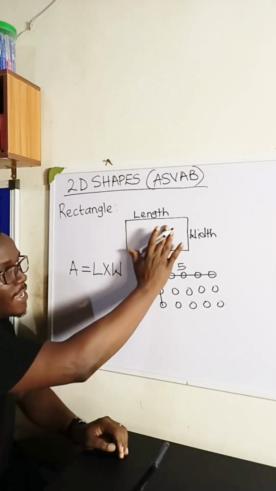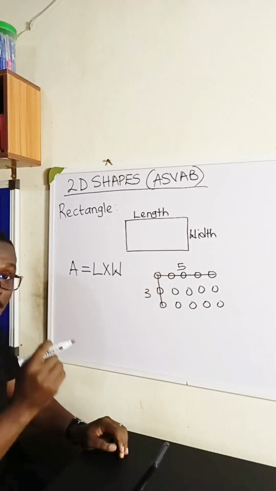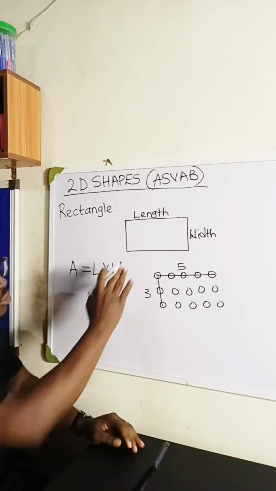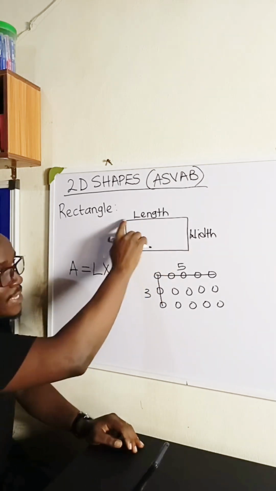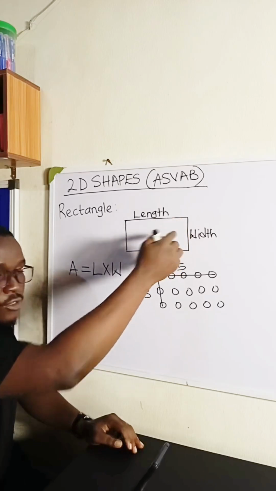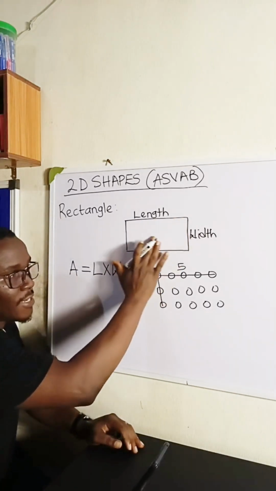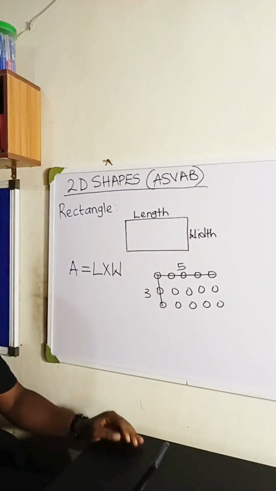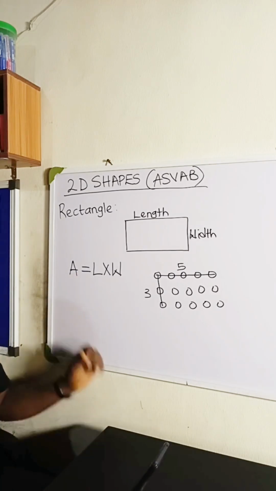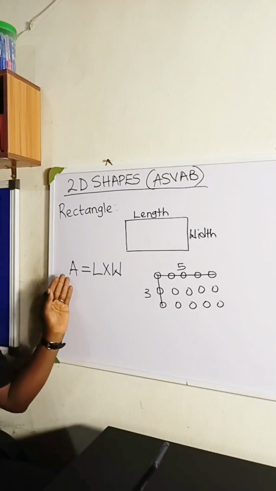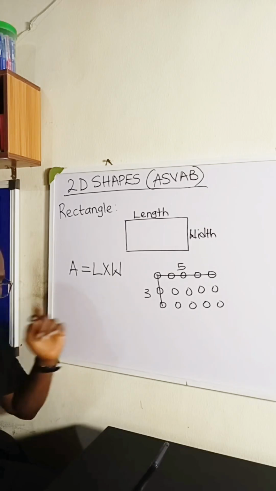If you want to know the entire space in the rectangle, remember the area is the space inside the rectangle. So all you need to do is multiply the length of the rectangle and the width of the rectangle. You get the entire space in the rectangle. So that's how this formula is gotten. Okay? So to calculate the area of a rectangle, this is the formula we are going to use.